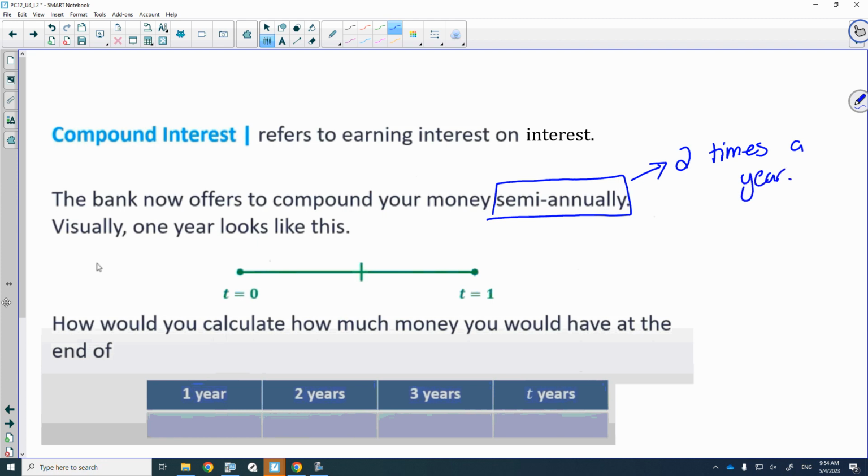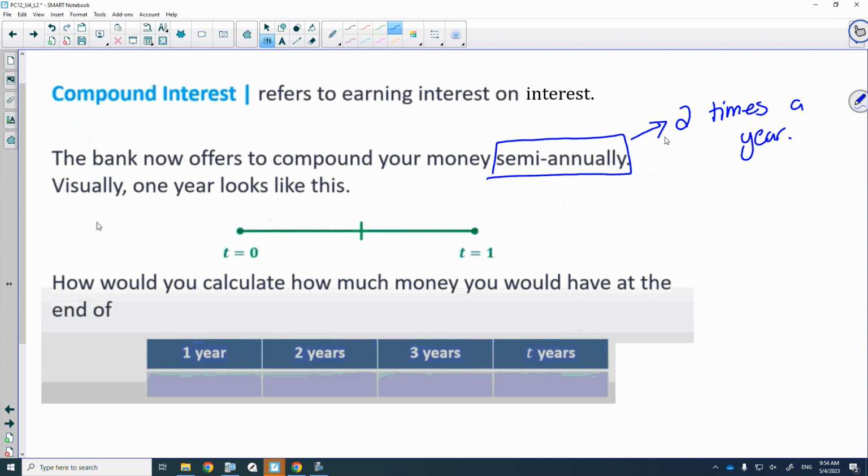Then we're going to have to actually change our base if it's semi-annually, or they might pay us interest monthly. Every month they're going to give us interest, and that's going to be 12 times a year, or they could say they're going to pay us quarterly interest, which would be 4 times a year. So semi-annually, they have 2 interest periods per year.